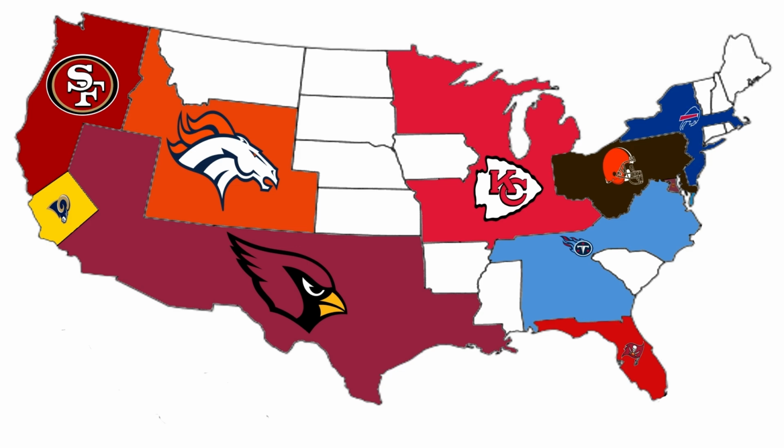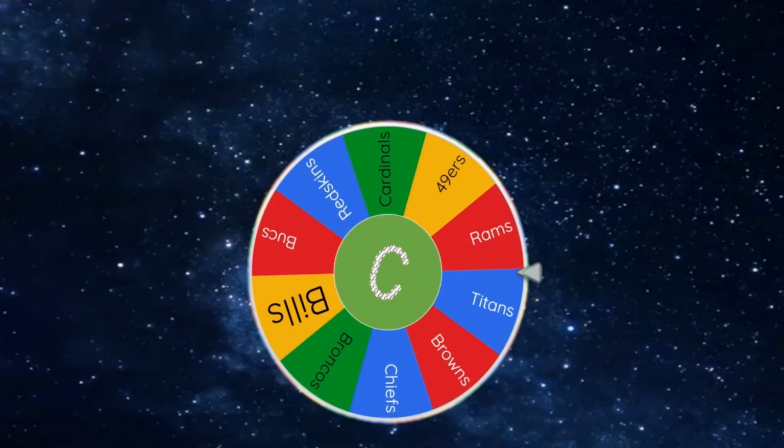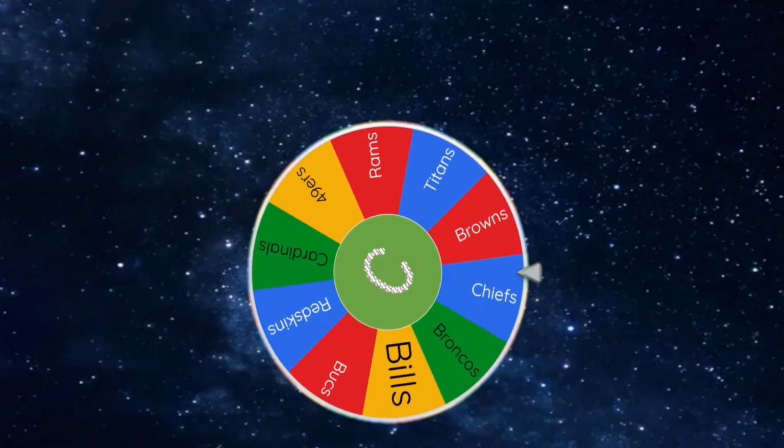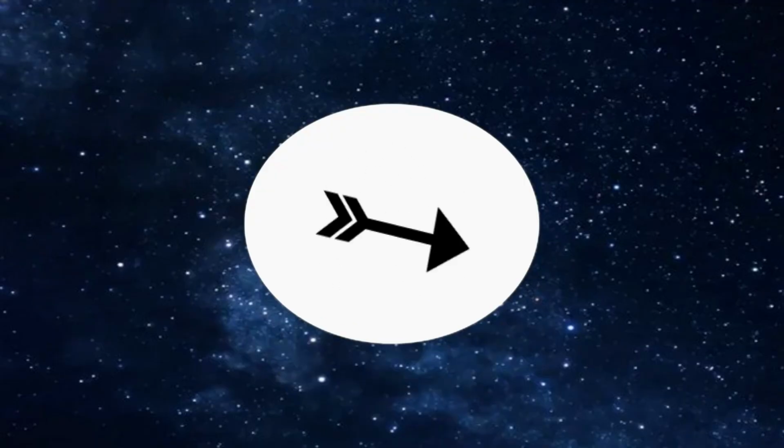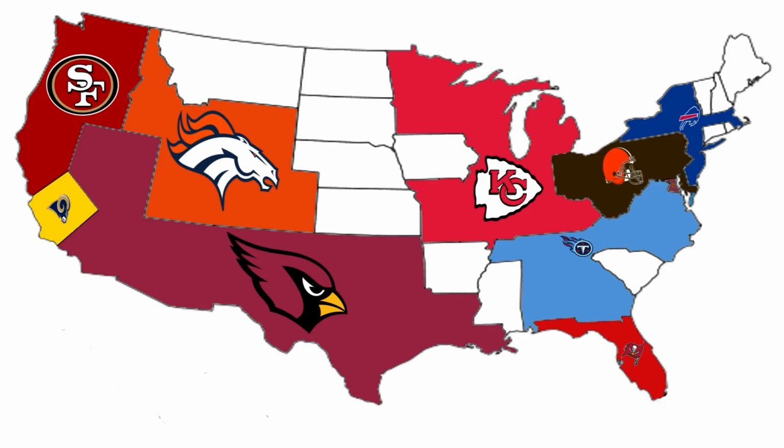We're now down to our final 10 teams. And from those 10 teams, the wheel selects the Cleveland Browns. They've had an impressive season to this point. They've got to really prove it now by going to Buffalo to play the Bills.